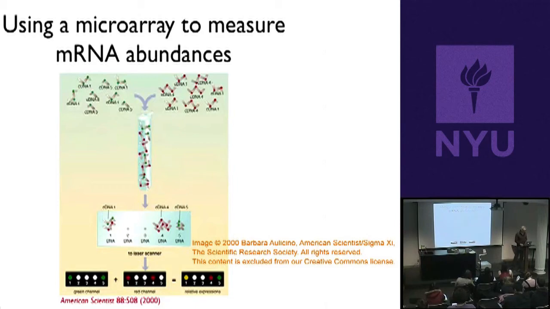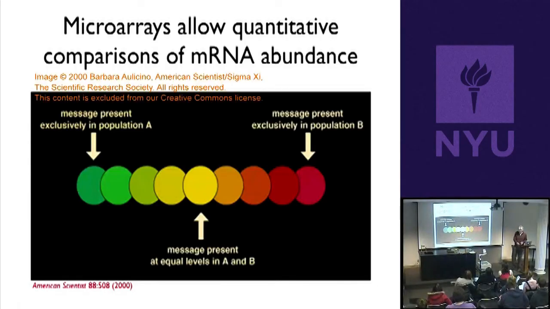All right, so basically, and this is from your article, not only do you get whether green is present or red is present, but you get a quantity, a number. You get not a qualitative view, but a quantitative view of how much of a particular RNA was present. So when the scanner gives you a color in the end, it can range from fully green, which means that messenger RNA was only present in the cell type where the RNA was labeled green, to fully red. The message was only present in the other cell type. And you can get everything in between.